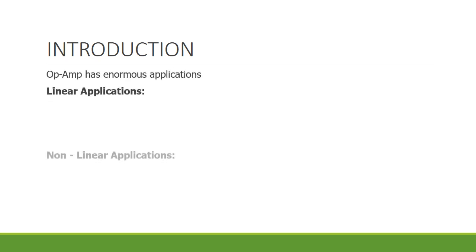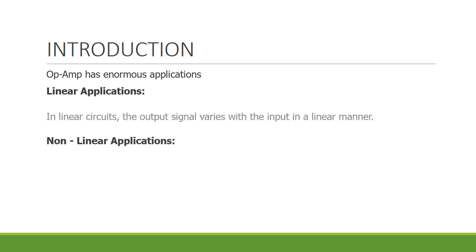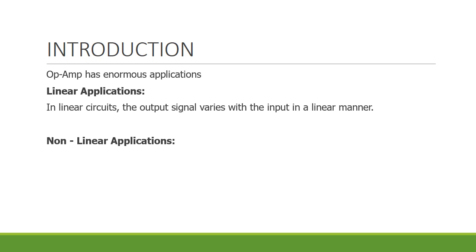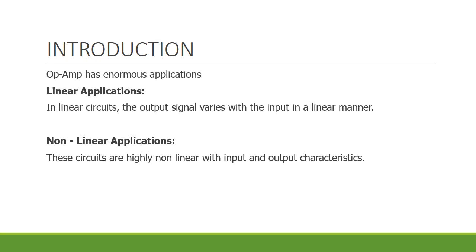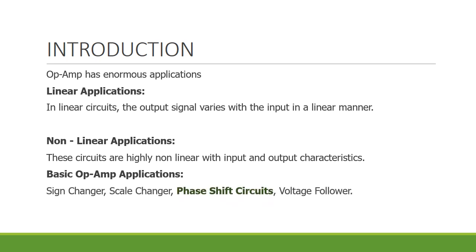To introduce, the op-amp has a large number of applications. Some of them are linear applications and some are non-linear applications. Linear applications means they are the circuits where the output signal varies with respect to the input in a linear manner. Non-linear applications, on the other hand, are those where the output of the circuits varies non-linearly with the input characteristics. Other than this linear and non-linear application, we have some basic op-amp applications such as sign changer, scale changer, phase shifter, voltage follower. Out of these basic applications, we are going to see the phase shift circuits.